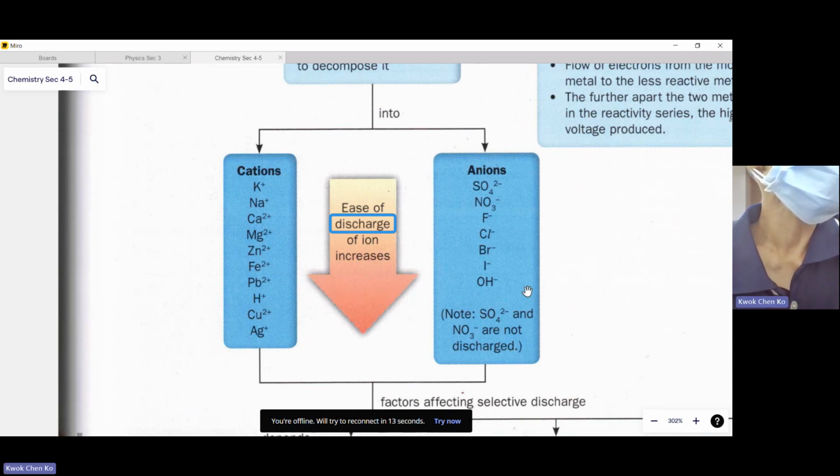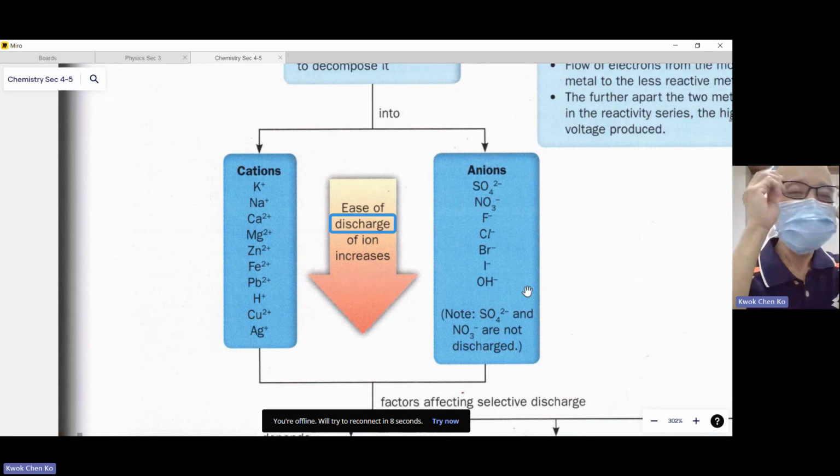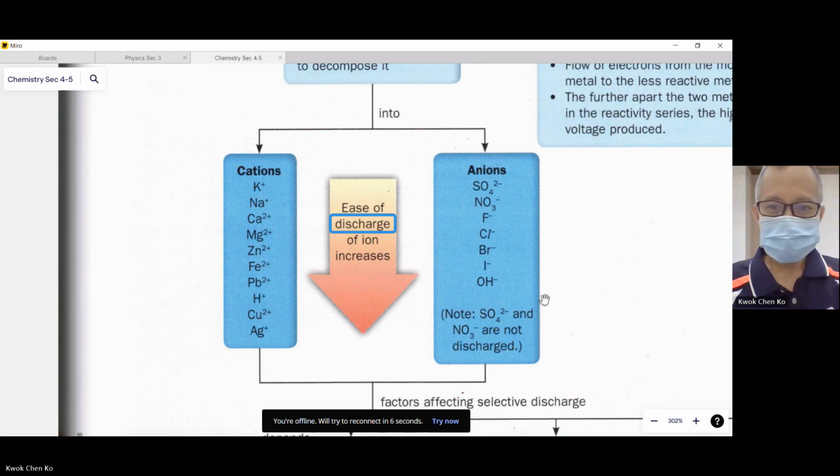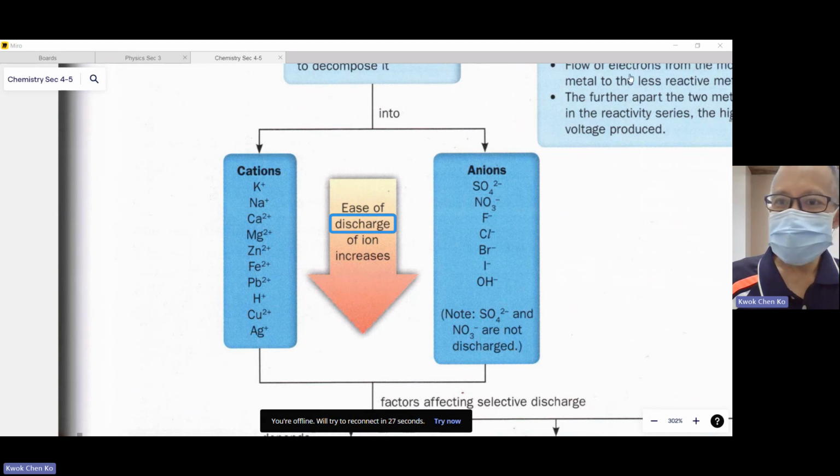Next time, if you study A level, they'll tell you the values for each of them. They have actual numbers. A level, not O level. Also, go back to my diagram. Let me just change my screen again.